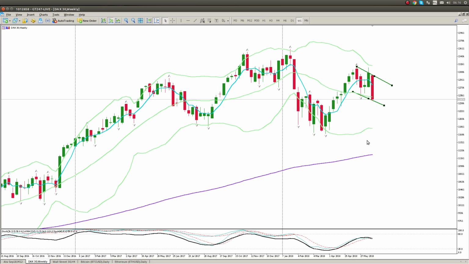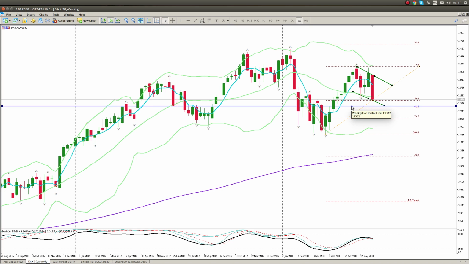Right, so there's two views that we can take on this. The one is that we are consolidating, and if I put a Fibonacci on this, you'll see the 50%, 60% Fibonacci is pretty much on this level over there.